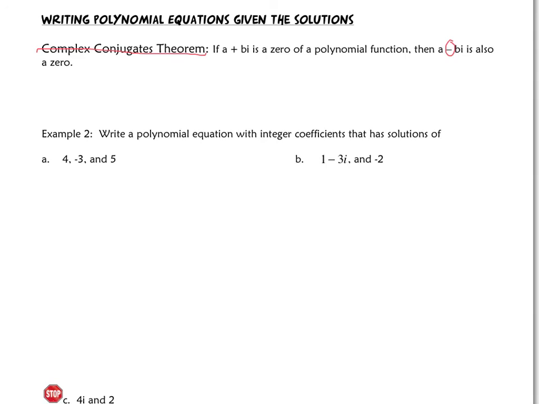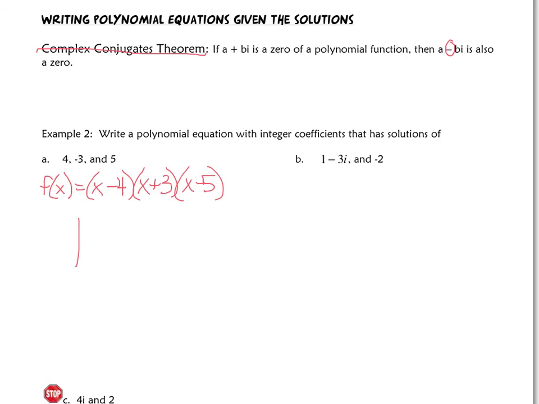So what we're going to do is if 4 is a solution, that means one of the factors was x minus 4. If negative 3 is a solution, that means x plus 3 was a factor. And if 5 is a solution, that means x minus 5 was a factor. Because thinking backwards, when we normally factor, we get it into the factored form. You set each factor equal to 0, solve for x, and we would have gotten 4, negative 3, and 5. So now what I want to do is multiply these three binomials together.